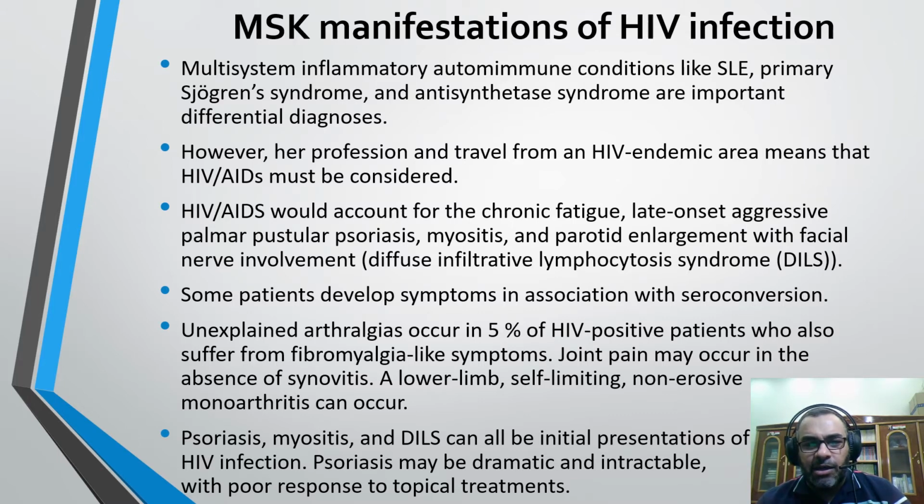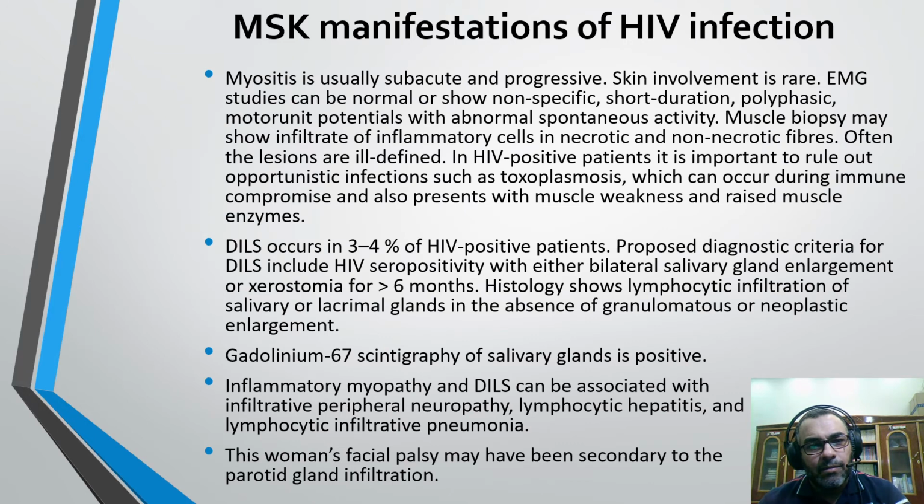Unexplained arthralgia may occur in 5% of HIV-positive patients, who also suffer from fibromyalgia-like symptoms. Joint pain may occur in the absence of synovitis. A lower limb self-limiting non-erosive monoarthritis can occur. Psoriasis, myositis, and DILS can all be the initial presentations of HIV infection. Psoriasis may be dramatic and intractable with poor response to topical treatment, such as in this case.